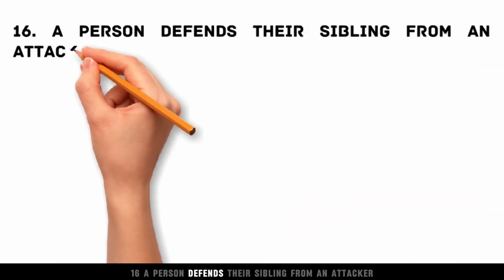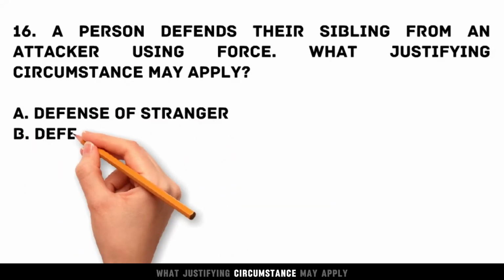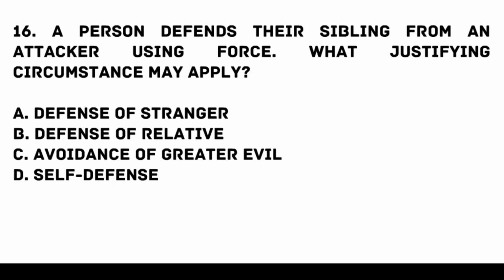16. A person defends their sibling from an attacker using force. What justifying circumstance may apply? A. Defense of stranger. B. Defense of relative. C. Avoidance of greater evil. D. Self-defense.